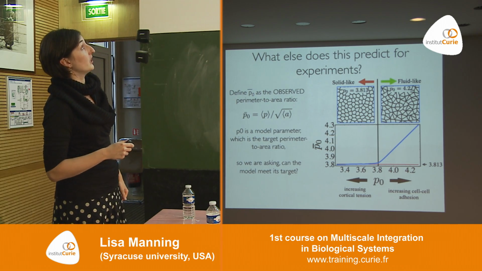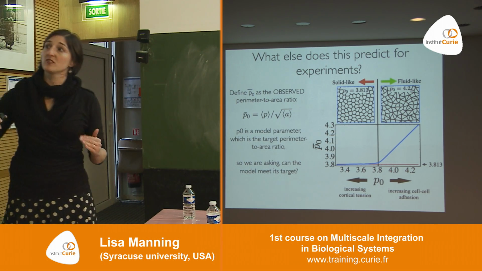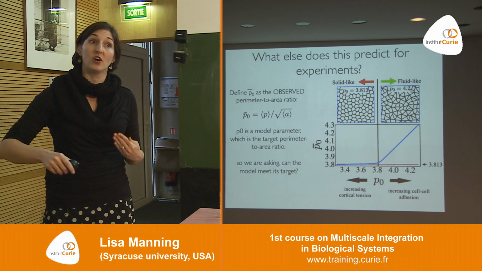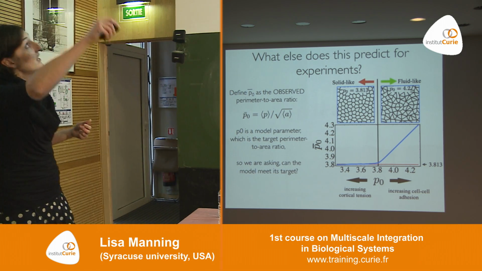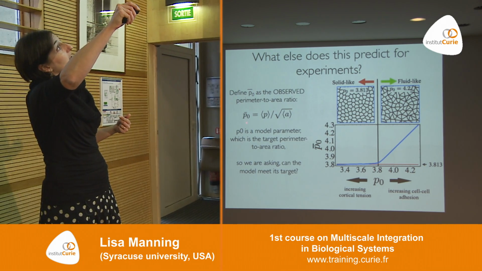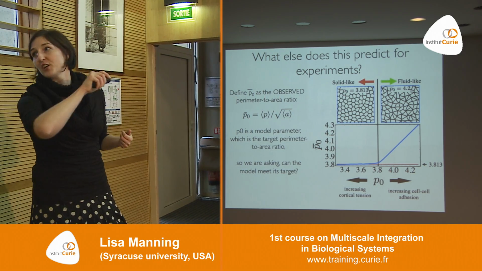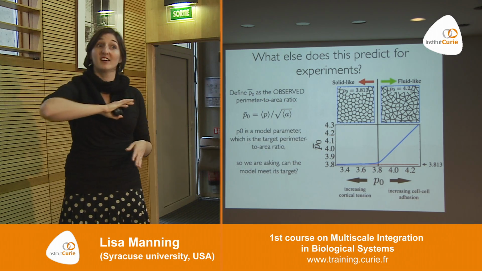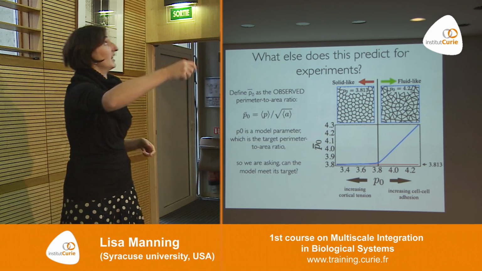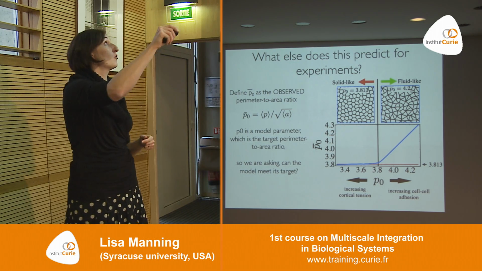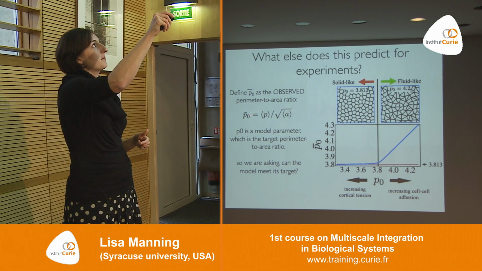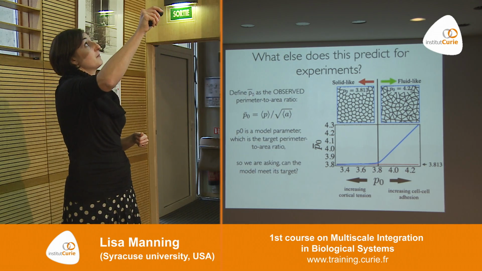The second prediction is that we can also define this quantity, which is an experimental observable. So it's observable in our simulations and observable in experiments. And what it says is P naught bar is the observed perimeter to area ratio. So I actually just take a simulation or an experiment and I measure each cell's cross-sectional perimeter and cross-sectional area and I form this variable. So anytime you see something with a bar over it, this is an observable.